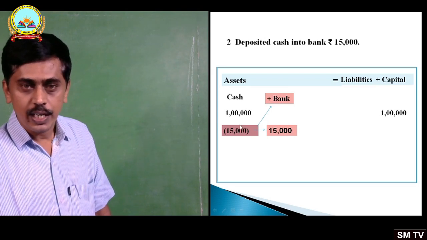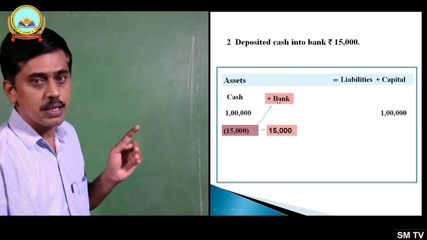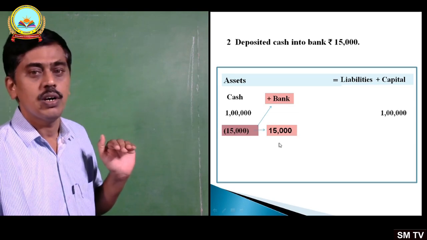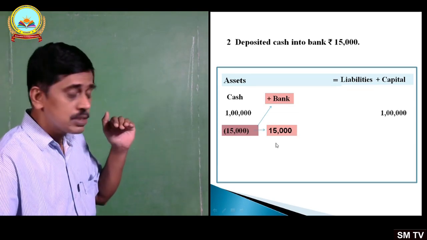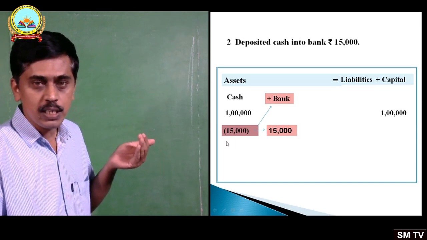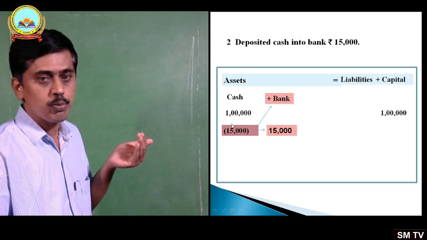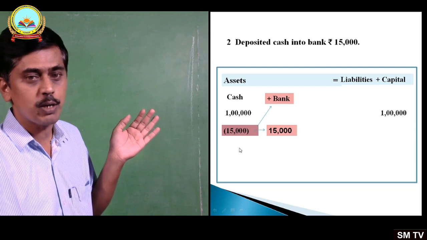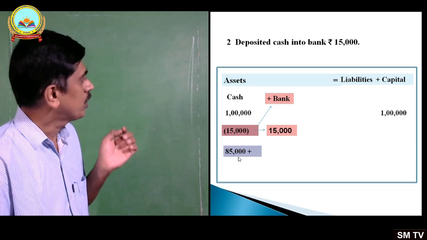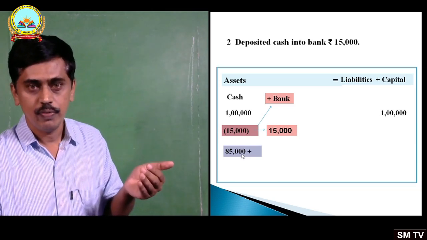What is the effect? This is the happening of this event. He took cash and deposited it into the bank. Here 15,000 comes. Now what is the effect of this event? Cash earlier was 1 lakh. Now 15,000 is taken from that cash box and deposited into the bank. So the cash balance reduces by rupees 15,000.